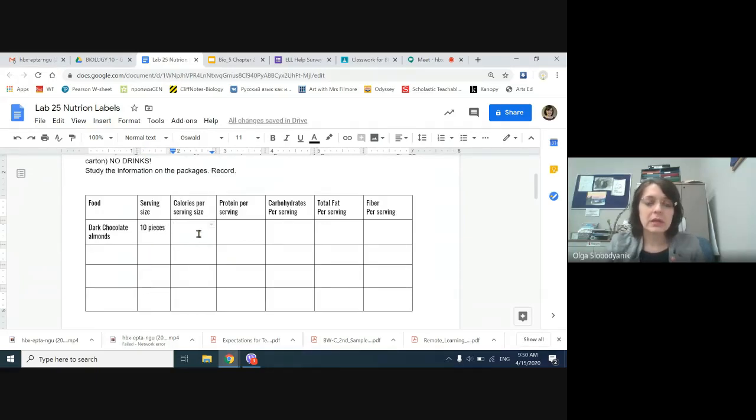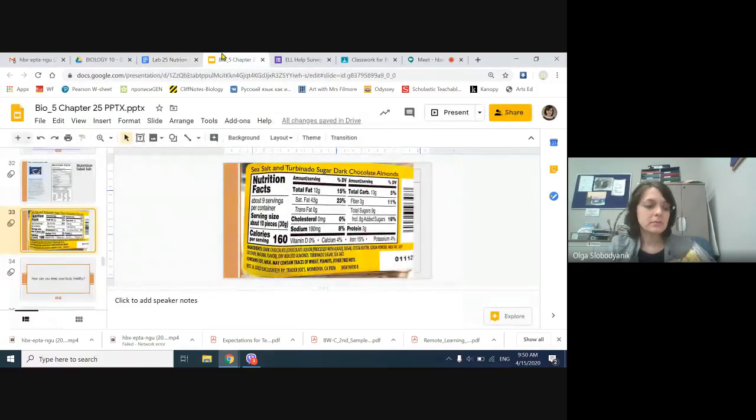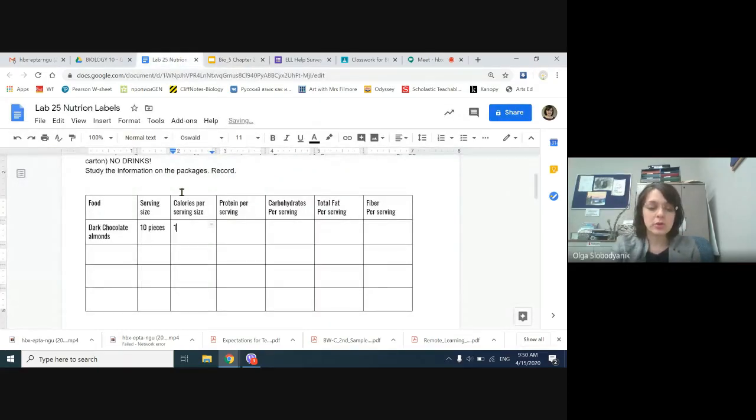Okay, next one, calories per serving size. Go back. How many calories are there in one serving size? So if I just eat 10 pieces of those chocolates, how many calories will I get? Calories per serving, 160. So this is what you record. Pretty much you get the information off of your package for each food.